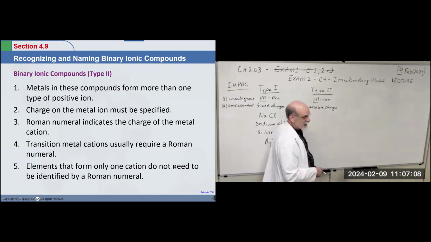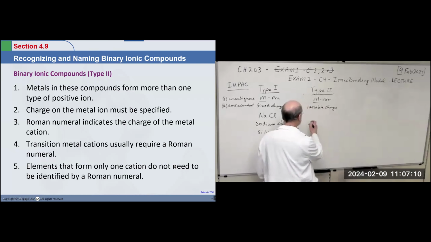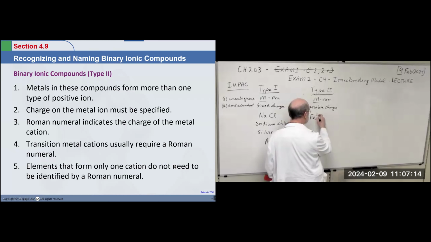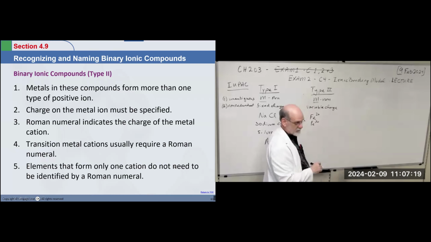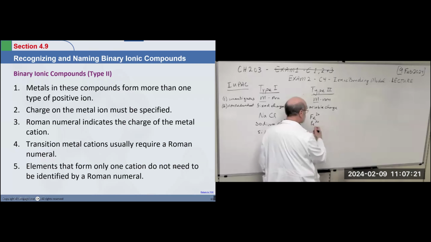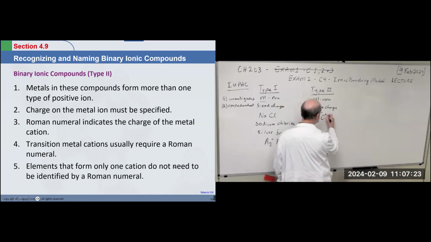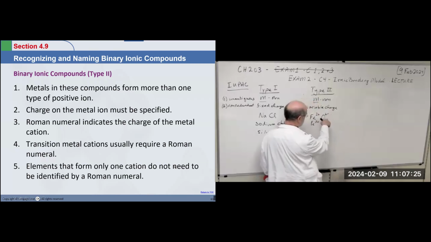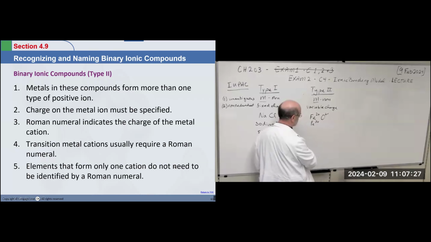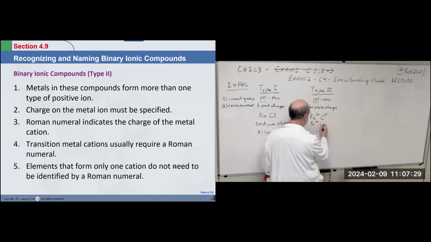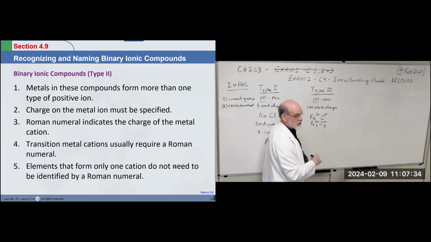All right. We looked at iron before. Iron can be a lot of things, but it's usually either a 2+ or a 3+ charge. So if it's a 3+ charge and we combine it with oxygen, which is a 2-, then 1 and 1 is all we need. But if it's a 3+ and we combine it with oxygen, now we need 2 of these and 3 of those to balance the charges.